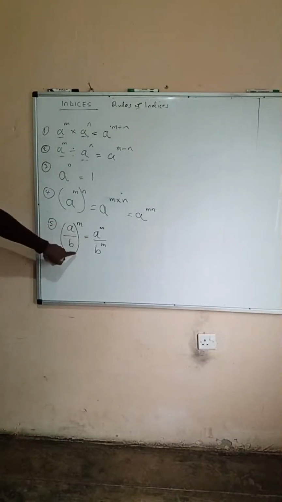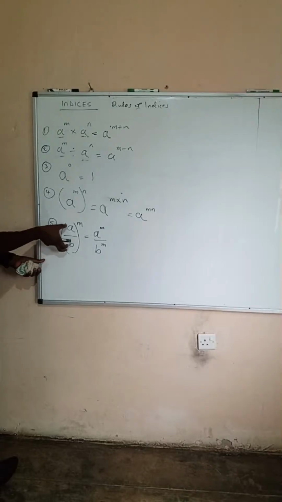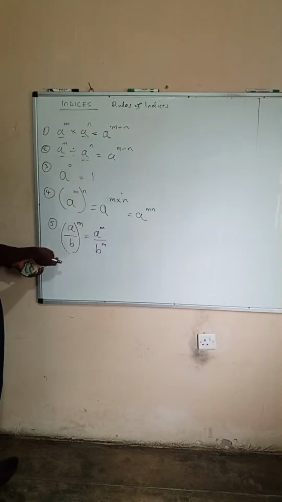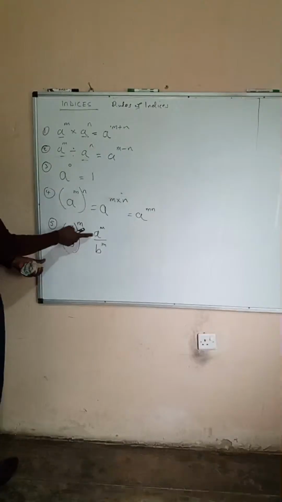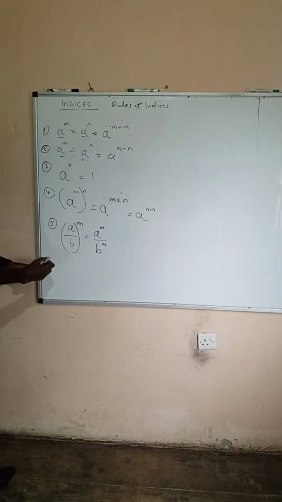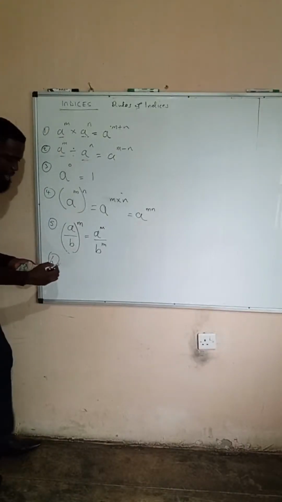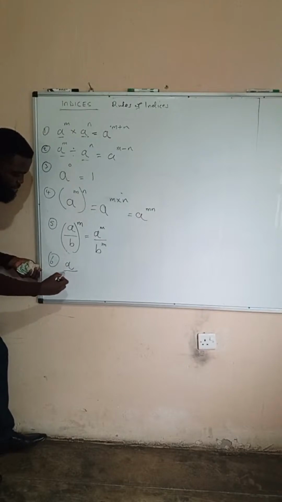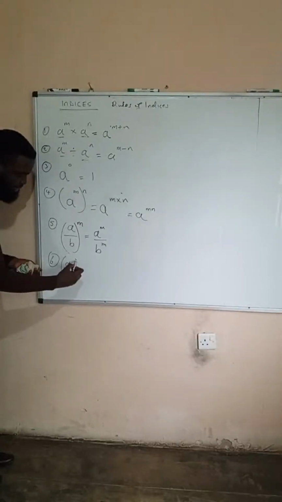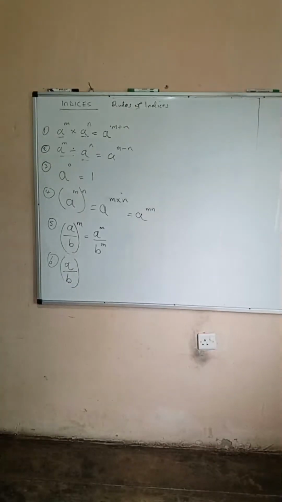So it can also be a fraction raised to a power. When a fraction is raised to a power, this is a rule. That power you give to the number on top and the number down. That's why the power m is given to a, at the same time the power m is given to b. So this can also be written like this. For example, if I write a over b like this, I'll write it on top because of space down.